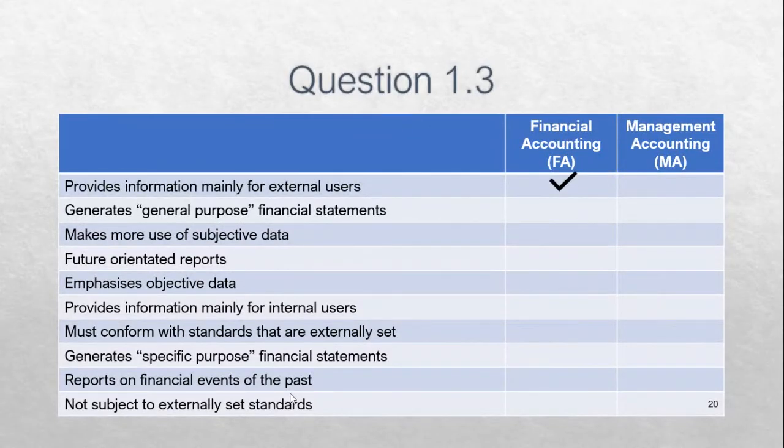So let's look at the second line. Generates general purpose financial statements. Okay, who do you think would generate general purpose financial statements? Okay, so you think it is financial accountants who will also generate your general purpose financial statements. It's a set of financials which is specifically for more than one type of user, and that's correct.